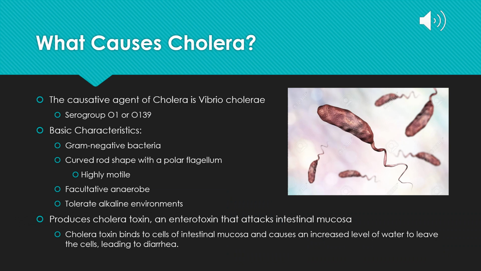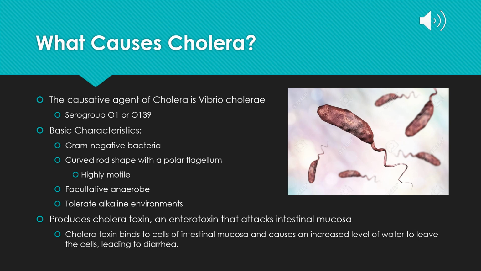So what causes cholera? The causative agent of cholera is Vibrio cholerae. The two serogroups that most frequently cause the disease are O1 and O139. Some basic characteristics of Vibrio cholerae is that it is a gram-negative bacteria with a curved rod shape. It has a singular polar flagellum, which makes it very motile. Vibrio cholerae is a facultative anaerobe and is able to withstand alkaline environments but is sensitive to acidic conditions.